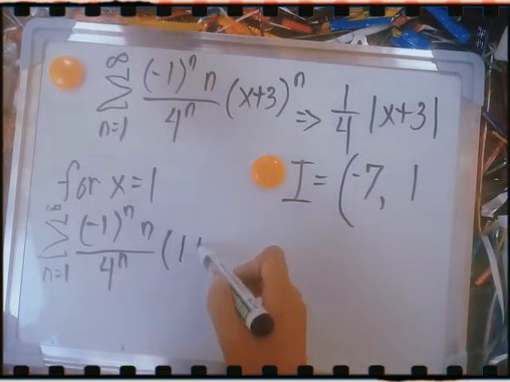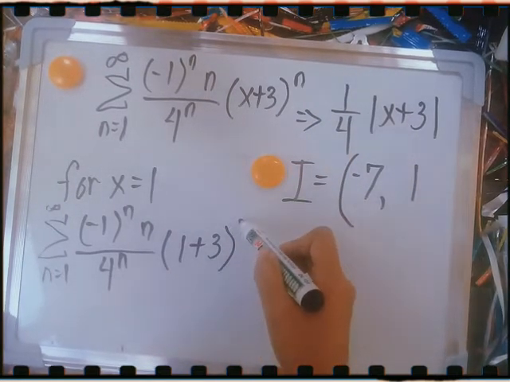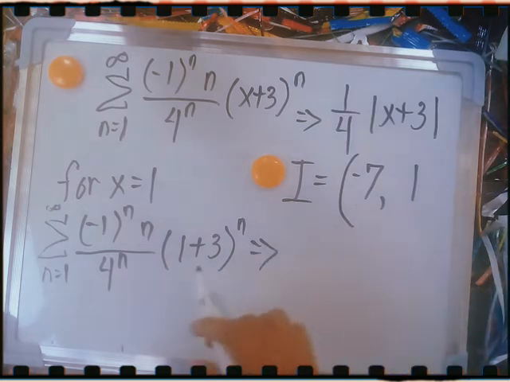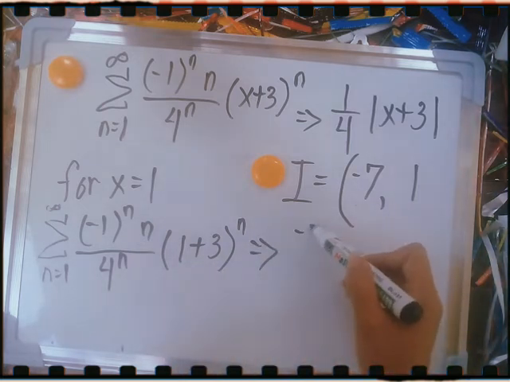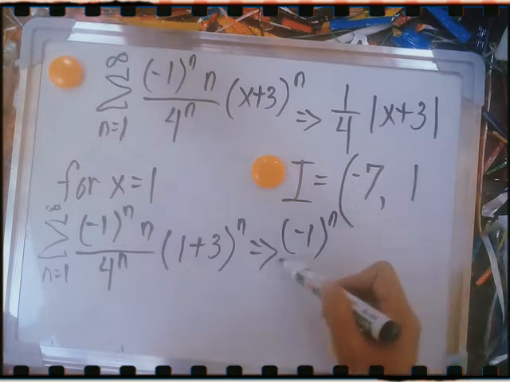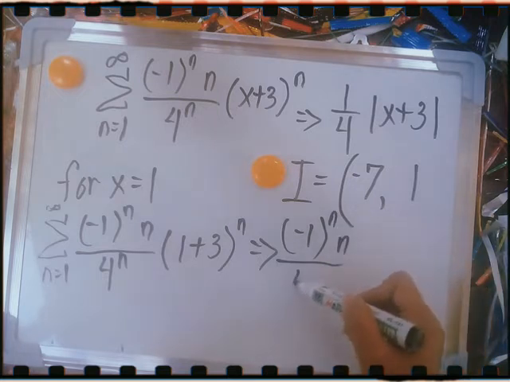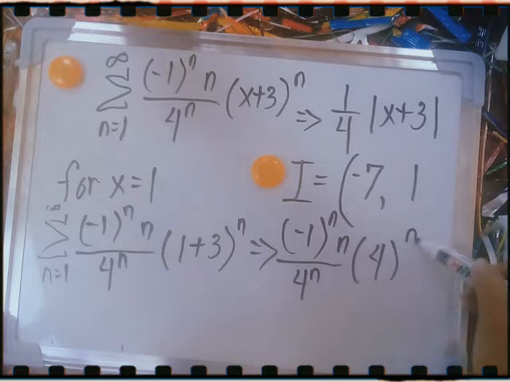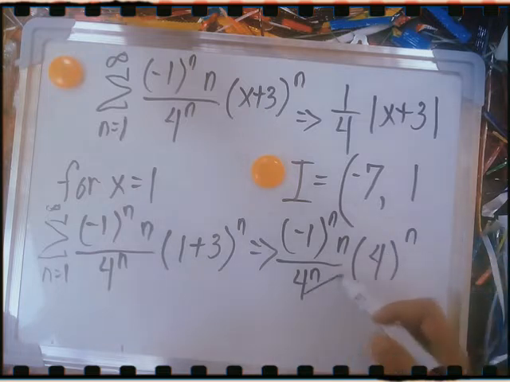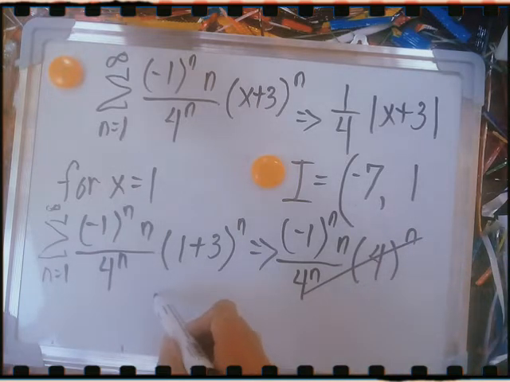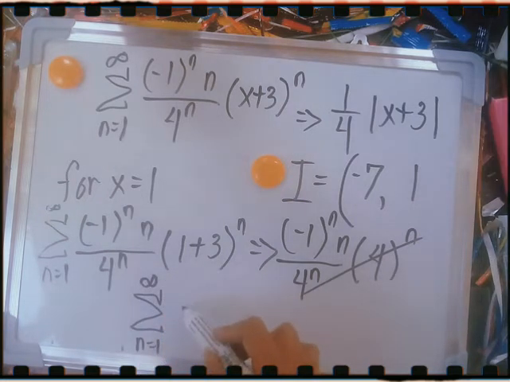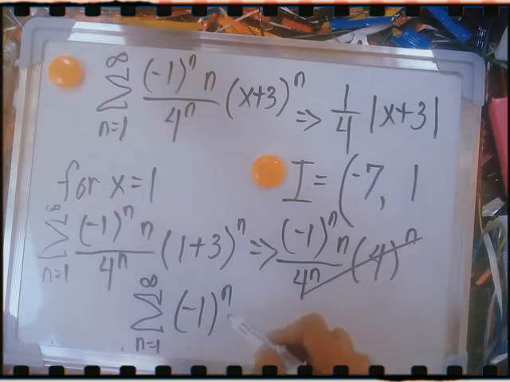x. So, 1 plus 3 raised to n. So, this will become 1 plus 3 is 4. So, we have negative 1 raised to n times n over 4 raised to n times 4 raised to n. Cancel the 4 raised to n. We have left n is equal to 1, infinity, negative 1 raised to n times n.